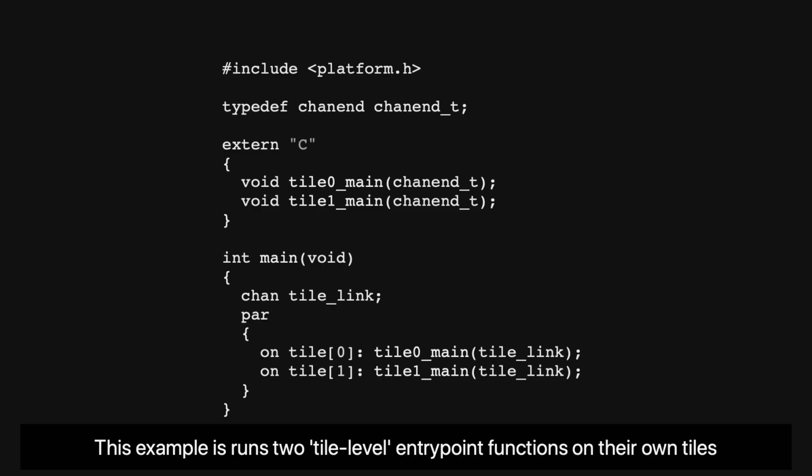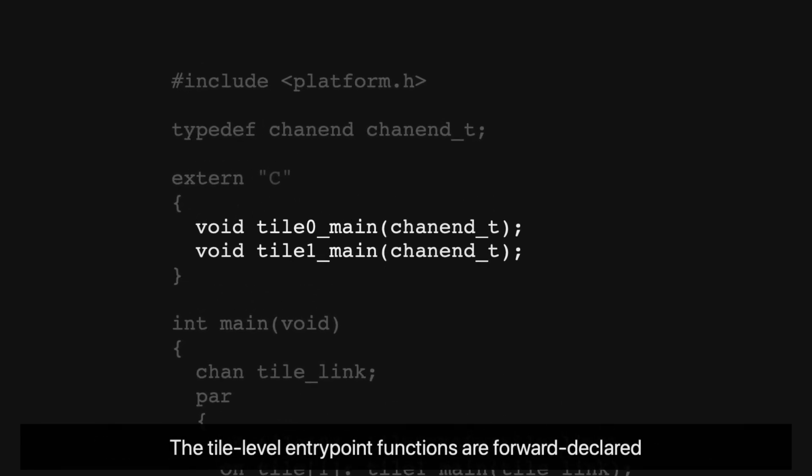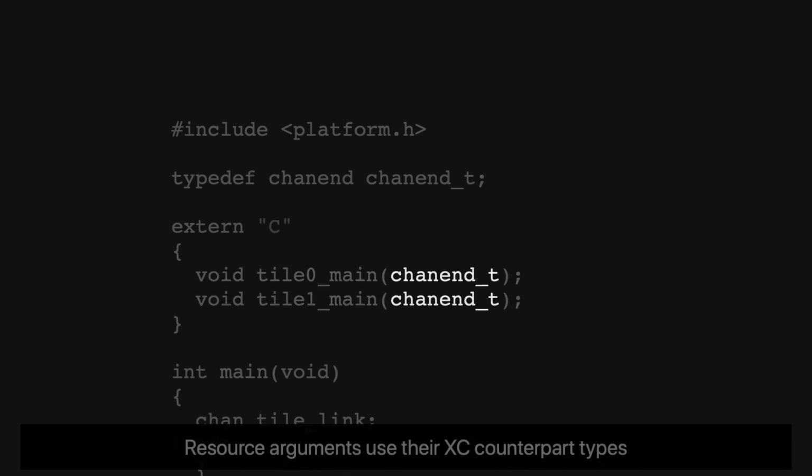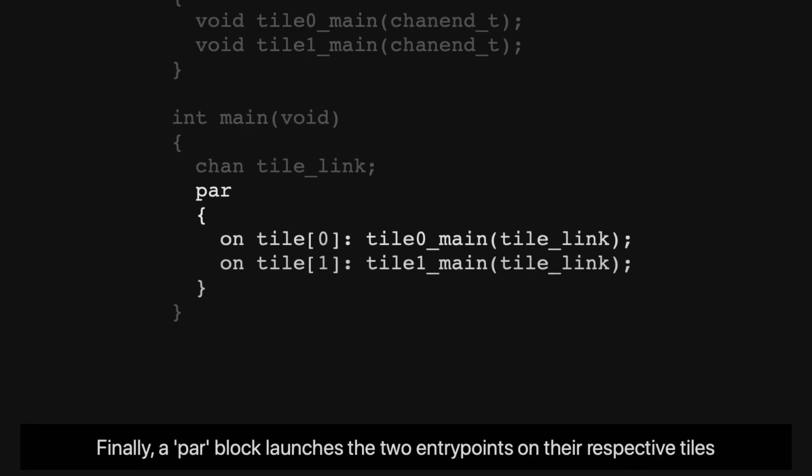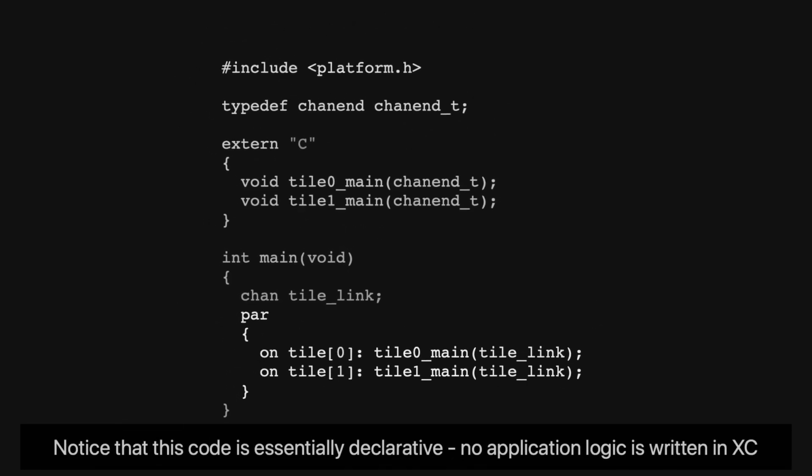This is an example of a minimal xc file which launches two tile-level applications which communicate using a channel. We forward declare our C entry point functions using the xc counterparts of any resource types. We declare our channel within the main function. This single channel can be used by our tile-level applications to bootstrap further into tile channels if they're required. Finally, we launch the two tile-level tasks using a par block. Notice that this code is essentially declarative and no application logic is captured in the file.